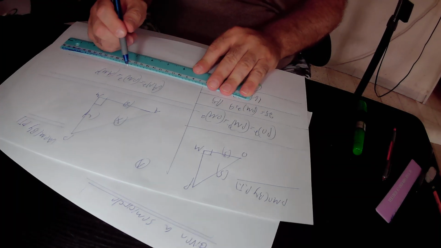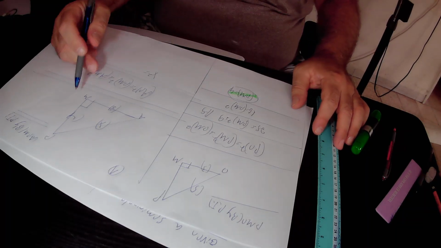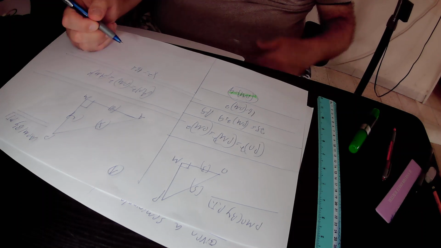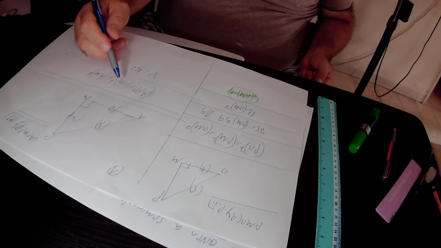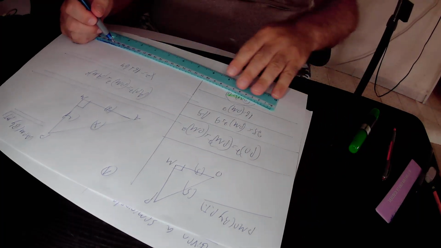AP is x, therefore AP squared is x squared, and it equals PM squared. PM is 4, therefore PM squared is 4 squared, that is 16, plus AM squared. AM is 8, therefore AM squared is 8 squared, that is 64. 16 plus 64 is 80.